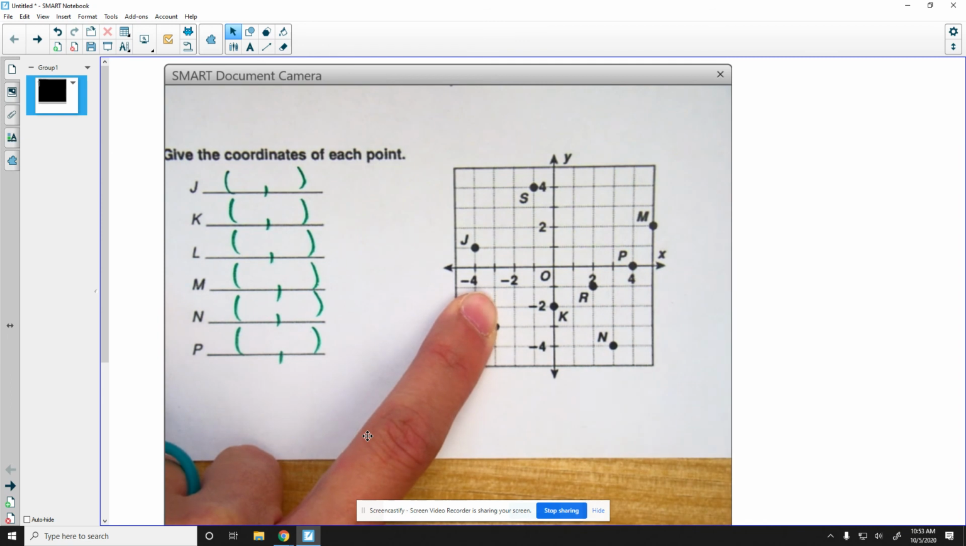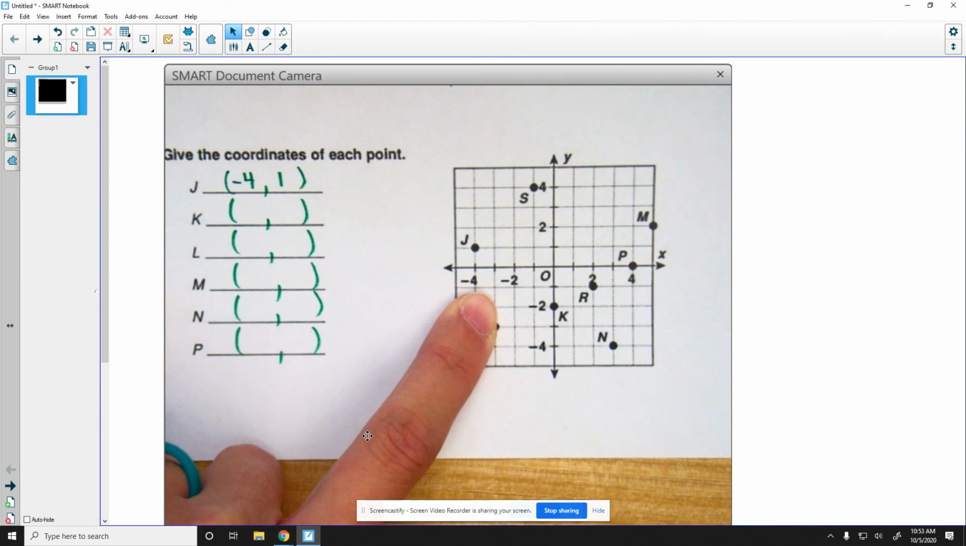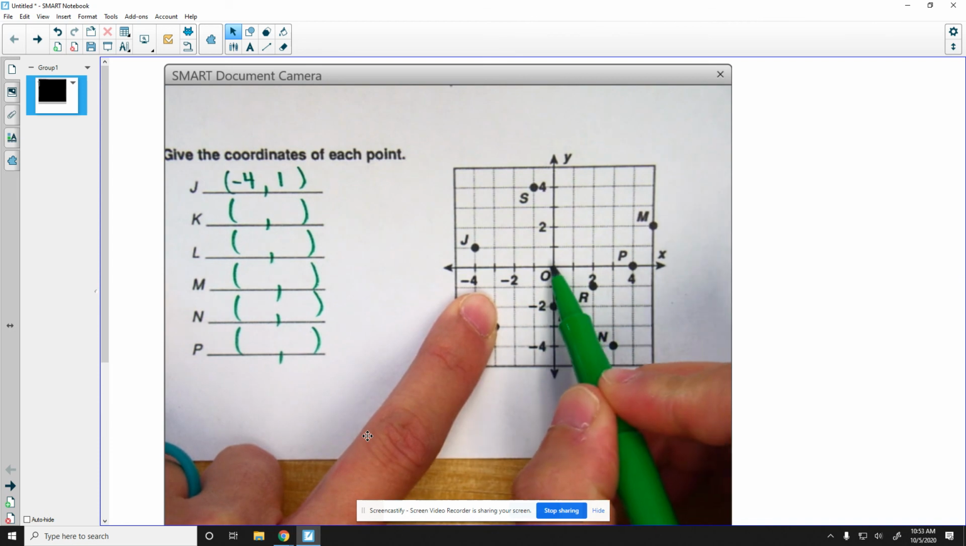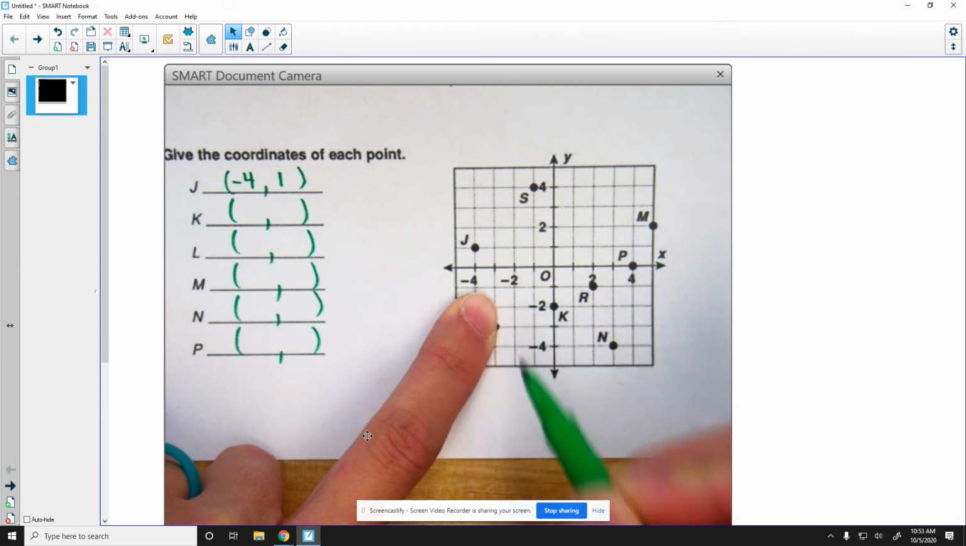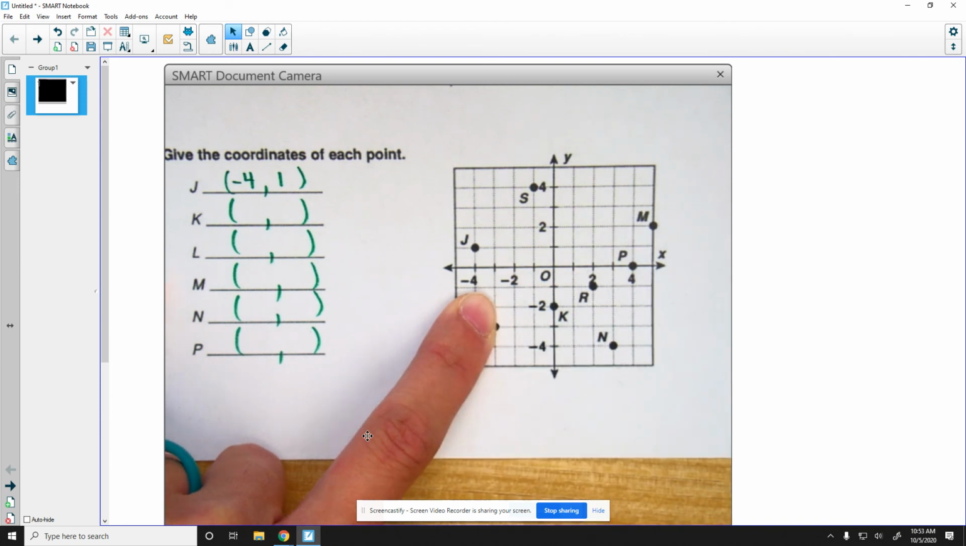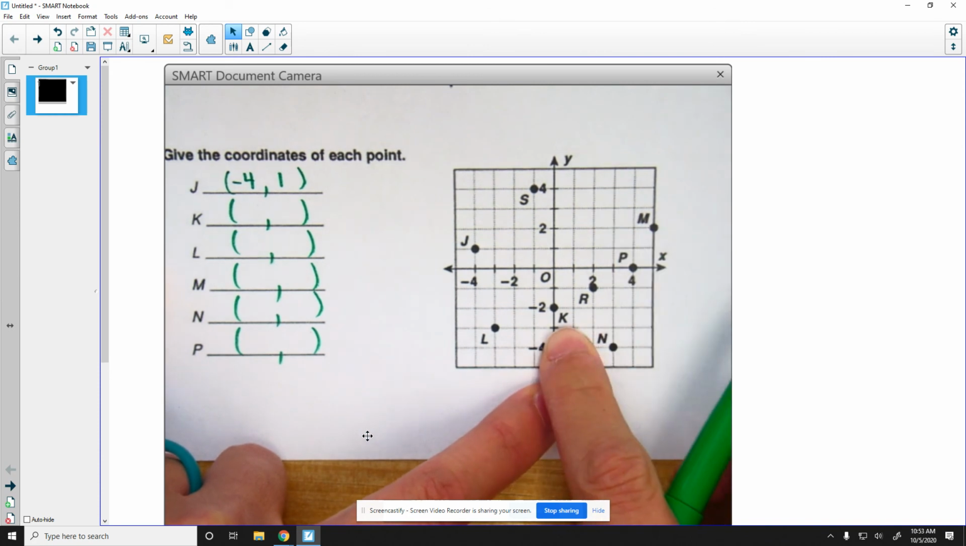Aaron? -4, comma, +1. Perfection. Good job. Start from the center. He went to the left up to -4, and then he went up to the positive 1, so it's -4 comma positive 1. Great job. Ooh, K is right there. That one's hard. Everyone always reverses the numbers. Like, I feel like you know the two numbers, but everyone always reverses them. So you go right, left first, and then up, down.